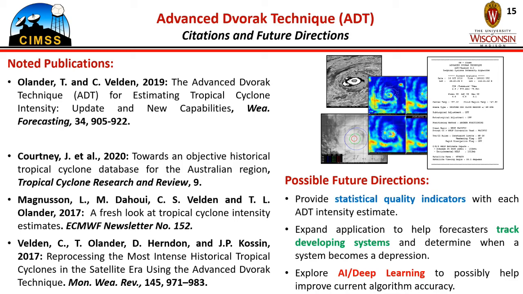Finally, here are some noted publications. In the top left, you can see our latest ADT paper that was published in 2019. Below that are some cases from various operational centers, such as the Australian Bureau of Meteorology and ECMWF, that use the ADT for various research efforts. And then the bottom one was one performed by myself and Chris Velden. We reprocessed some of the top tropical cyclone cases during the satellite era around the globe and re-ranked them using the ADT.